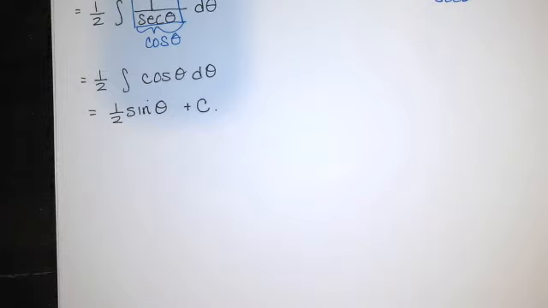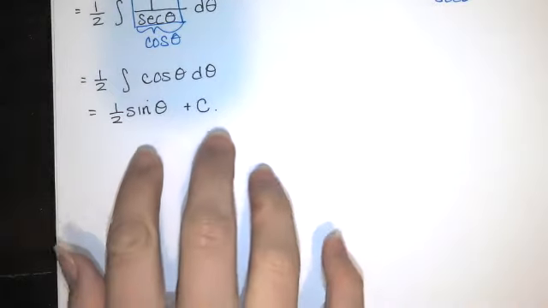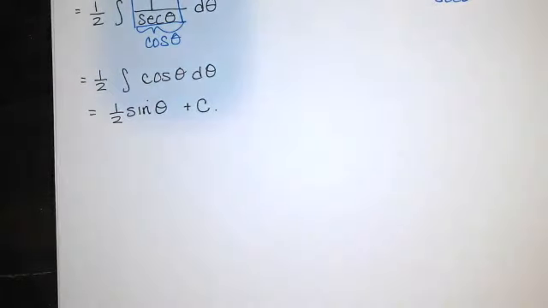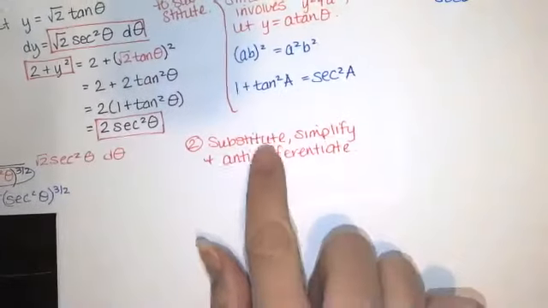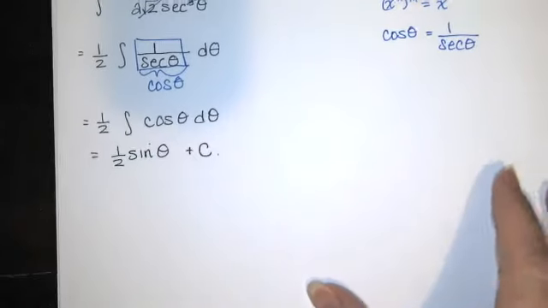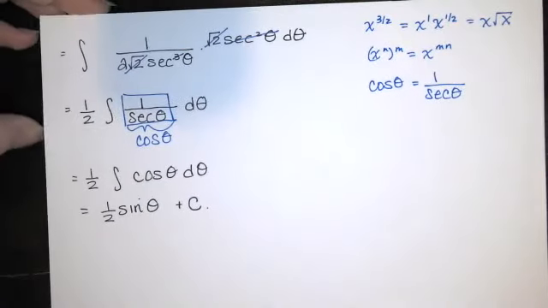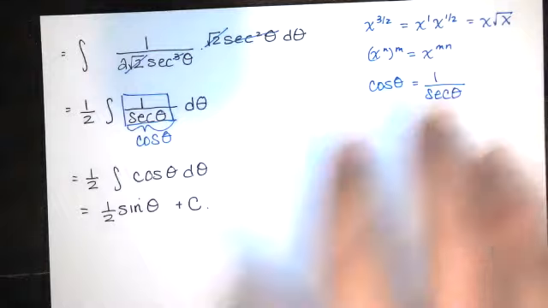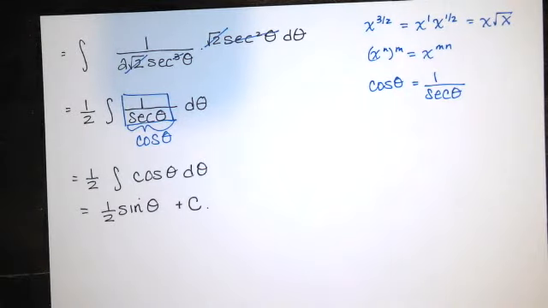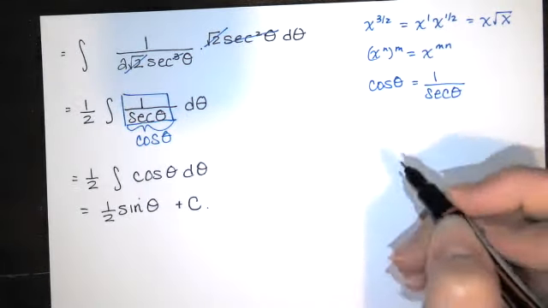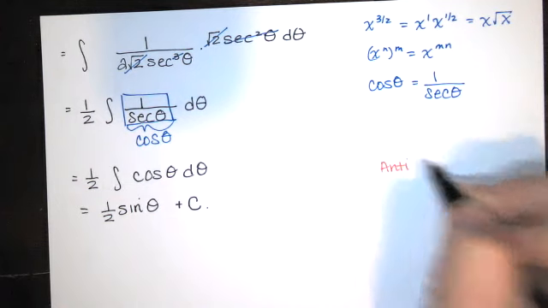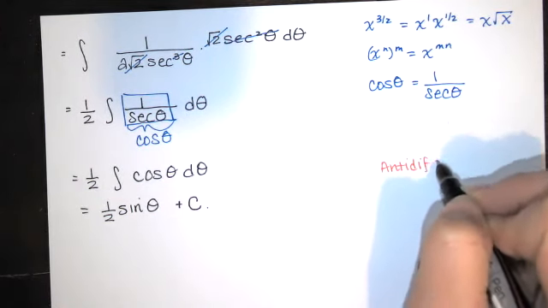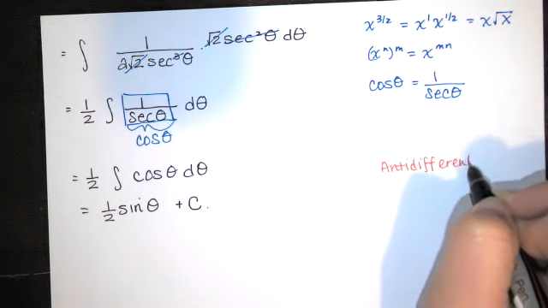Okay, so that is the antiderivative. We have substituted, simplified, and antidifferentiated. And all that simplification involved a lot of algebra, a lot of exponent properties, a little reciprocal identity, and then finally we were able to antidifferentiate. We got that integrand simplified to a form that we had a rule for, so then we just applied it.